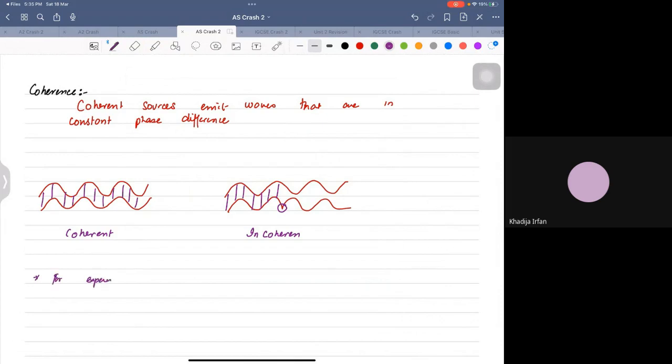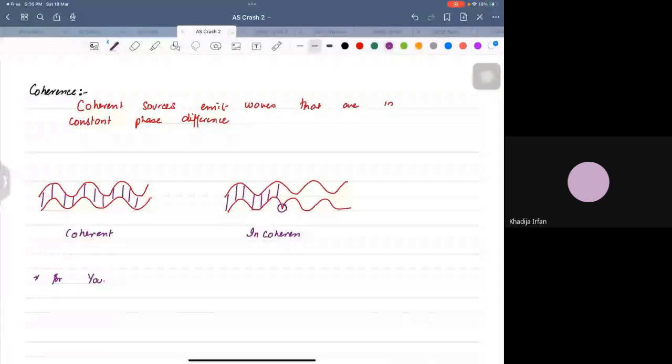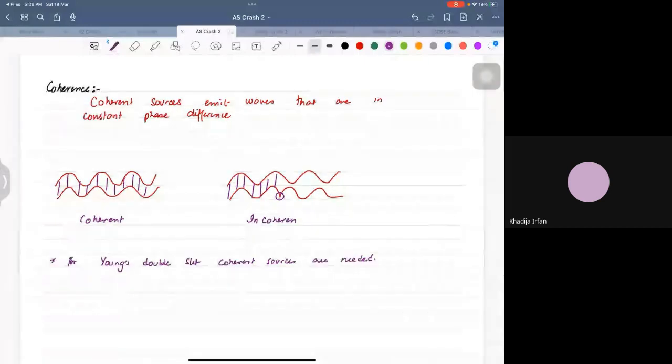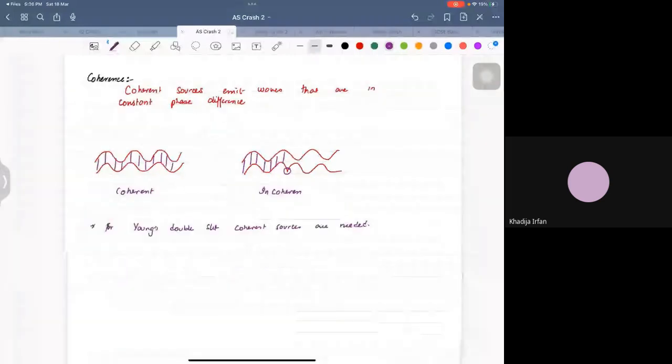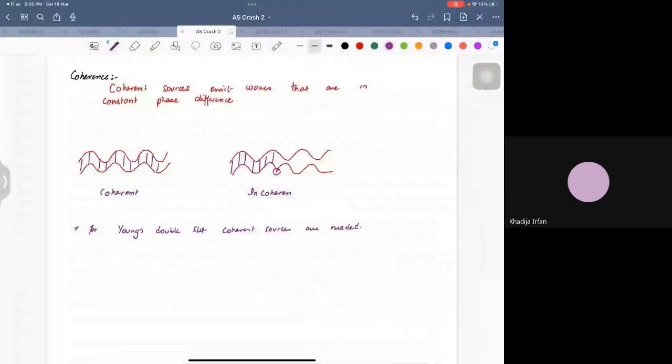Now, coherent sources are very important because for Young's double slit experiment, coherent sources are needed. Otherwise, you don't get the whole kind of pattern that we see. Okay. Now you can write this down, and then I'm going to go forward. If you guys have any questions, please let me know.